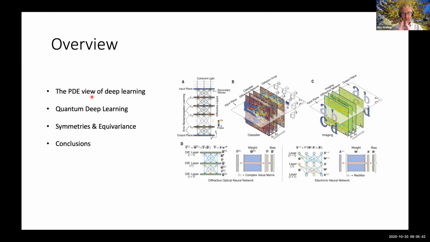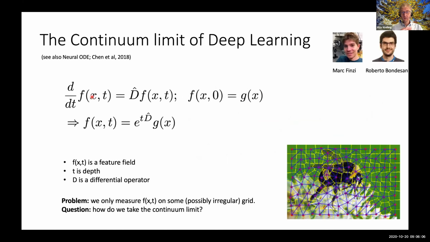So first I'll talk about neural PDEs, which is basically the PDE view of deep learning. Then I'll go to the Schrödinger equation, which is also a PDE, and quantum deep learning. And then I'll talk about some symmetries and equivariance and how you can embed those in your neural networks. And I will finally conclude. Okay, so this first part is work done together with Marc Finzi, who was interning at Qualcomm, and Roberto Bondesan, who is my collaborator at Qualcomm.